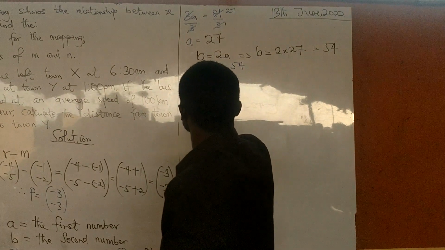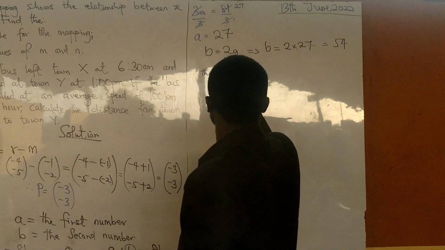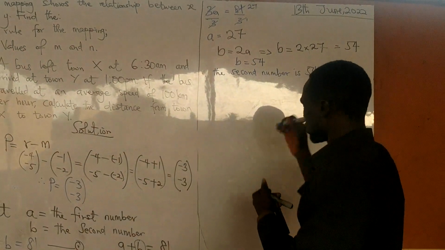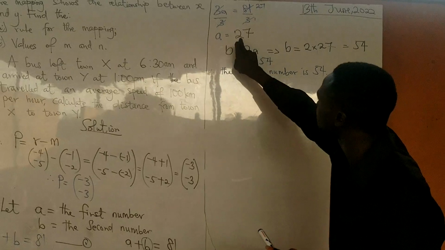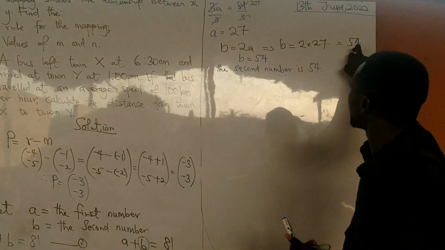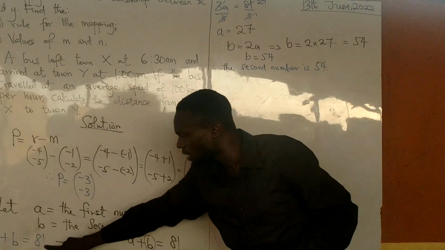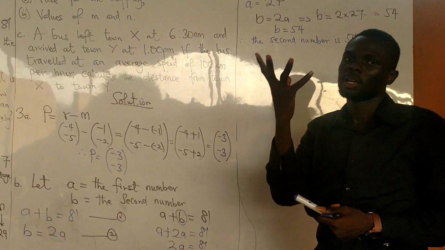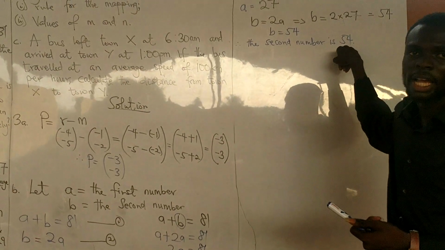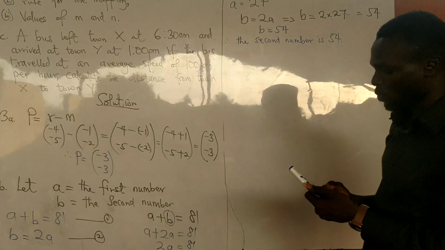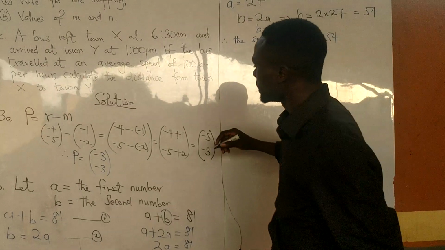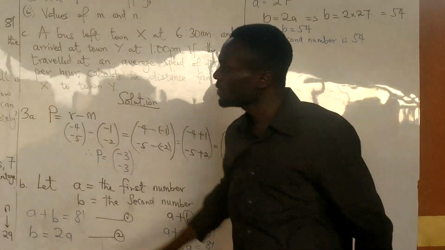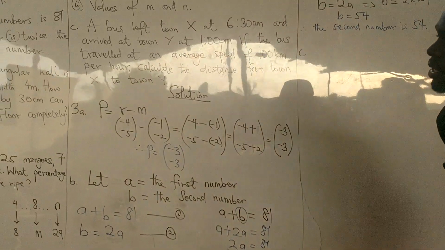So therefore, the second number is 54. And if you add the first number, which is the A, plus the second number, which is the B, is going to give you 81, as it was stated from the question, that the sum of the two numbers is 81. So the second number is 54. And this is what we were supposed to do last year, 2021. Then we have the last question for B, for the number 3.